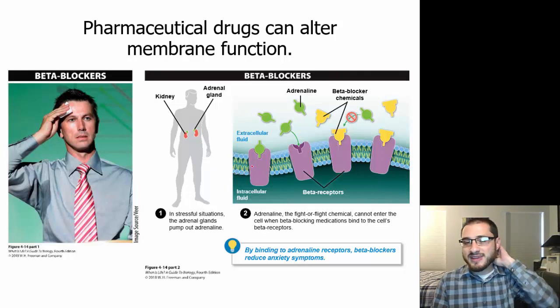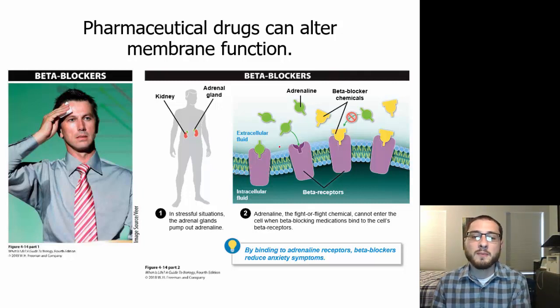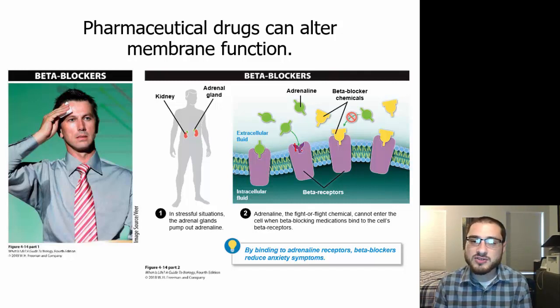Also, when we talk about these proteins within the cell membrane, they have specific shapes for specific molecules, so that they have what we call receptors, and these receptors have specific shapes. And what happens is they are going to respond when that protein comes in contact with that molecule or that chemical.